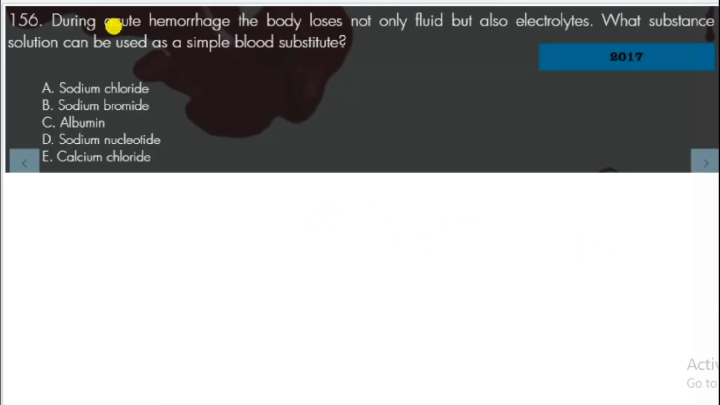So there is a question: acute hemorrhage. The patient has sudden blood loss, and the body loses not only fluid but also electrolytes. What solution can be used as a simple blood substitute? That is saline, sodium chloride.